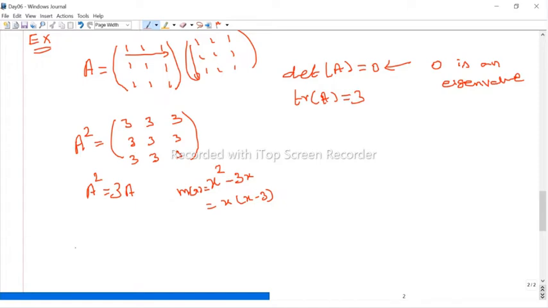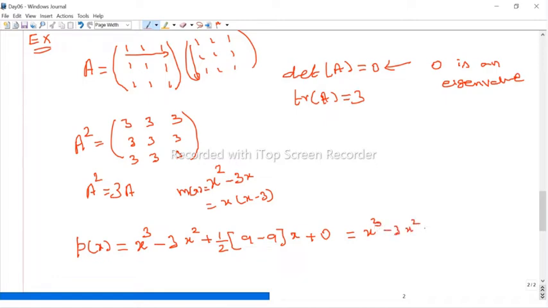So anyway, we know the general formula of the characteristic polynomial of a 3 by 3 matrix. What is that? x cube minus the trace of the matrix, which is 3, times x square, plus 1 by 2 times the trace of A squared minus trace of A square. So trace of A is 3, squared is 9, and trace of A square is 3 plus 3 plus 3, which is 9, into x, and then plus determinant. So clearly determinant is 0. Therefore, now we have only the x cube term and x square term. So x cube minus 3 times x square. Now if we take x square outside, x square into x minus 3.